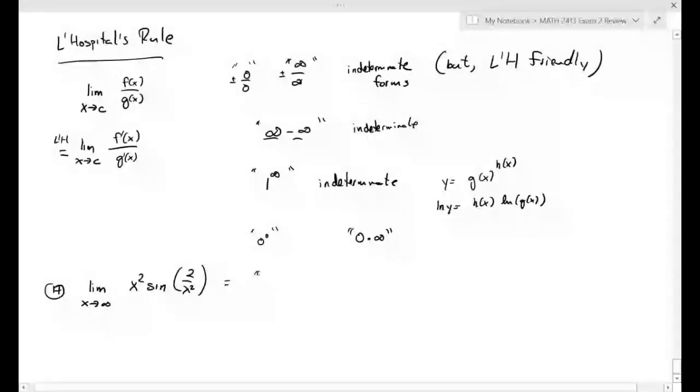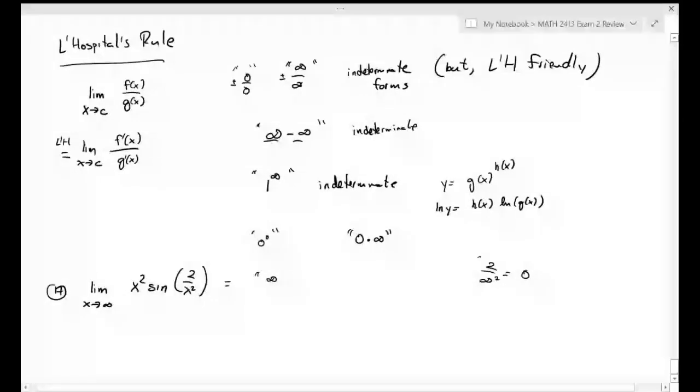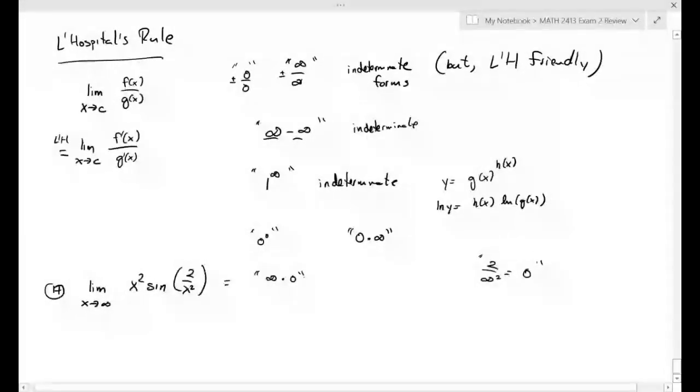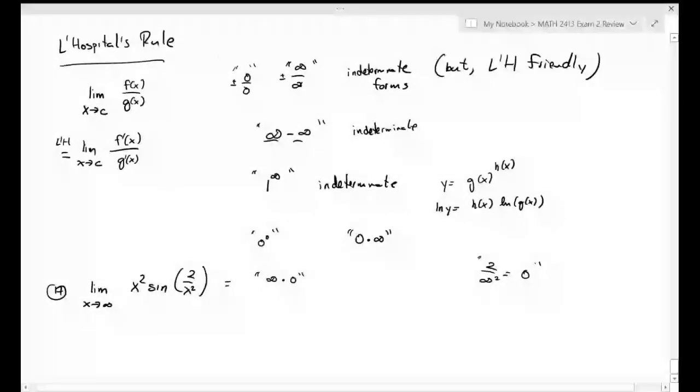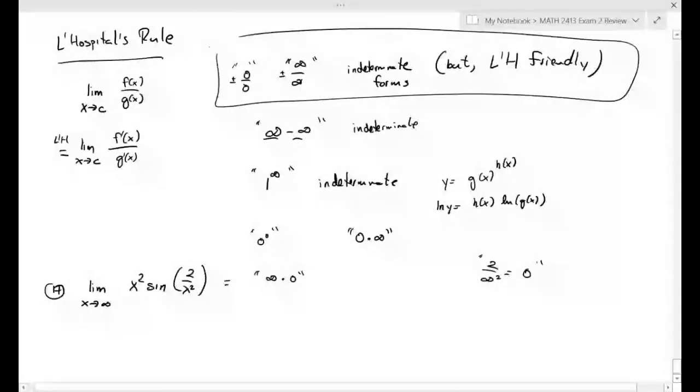Well, x going to infinity, squared, so to speak, is infinity. And then you have 2 over infinity squared, which is like 0, right? So you have infinity times 0. Make sure that's clear. Okay, so what do we have to do to get this indeterminate form into a L'Hopital friendly indeterminate form? Divide by 1 over x squared.